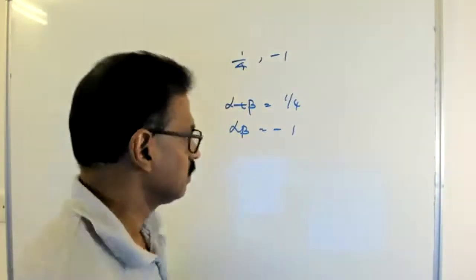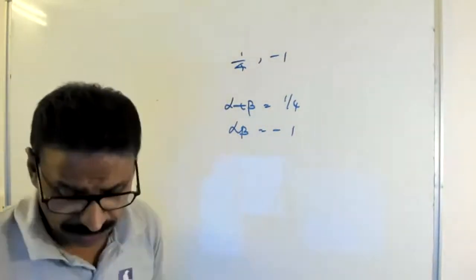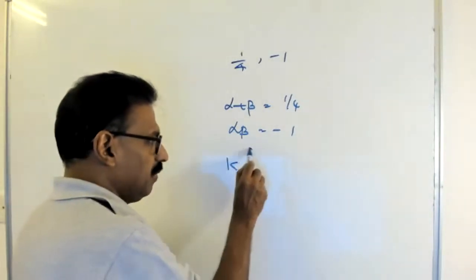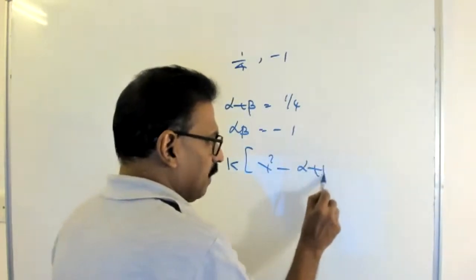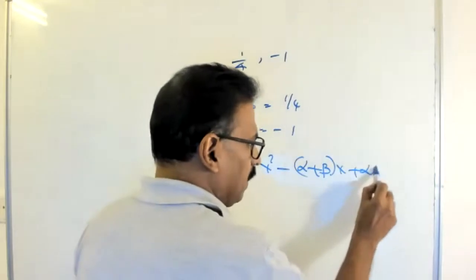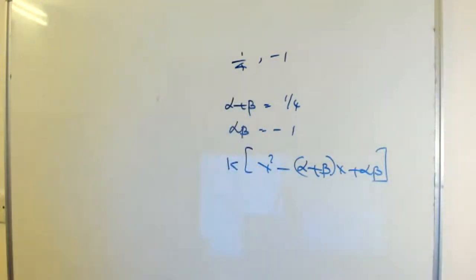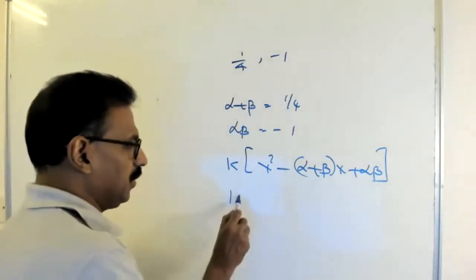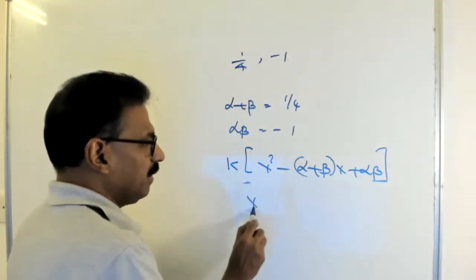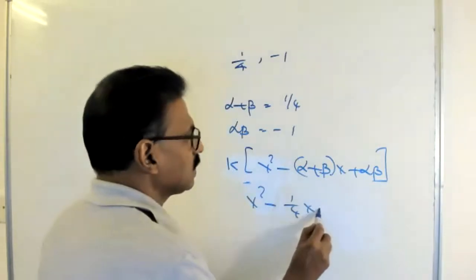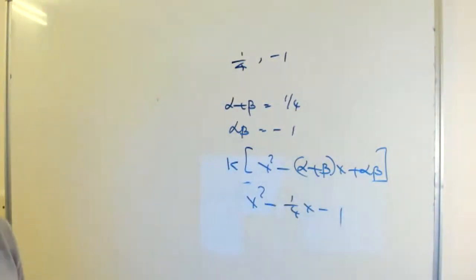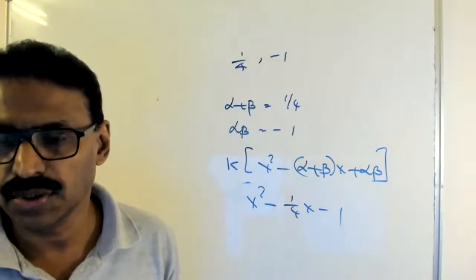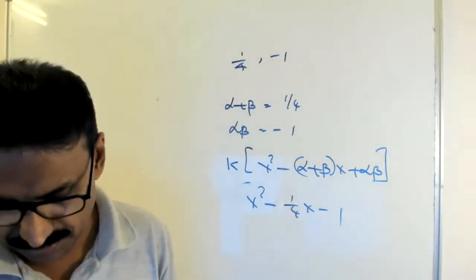Sir, x square plus 1 by 4x minus 1. Why x square plus 1 by 4x? What is the formula? K into x square minus alpha plus beta into x plus alpha beta. Right or no? This is the formula, right? So first you write one of the polynomials: x square minus 1 by 4 x minus 1. Clear? Correct or no? Are you okay now?